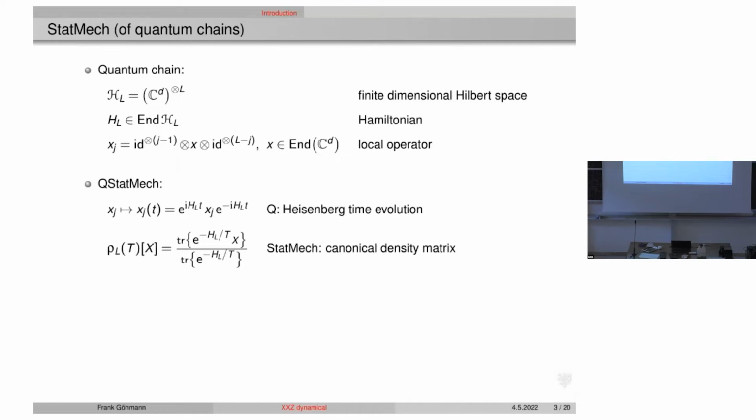So there is a dynamics which is generated by quantum mechanics, the Heisenberg time evolution, which is the adjoint action of the time evolution operator e to the i Hamiltonian times t. And then there is a density matrix. Here I showed the canonical density matrix of the Gibbs ensemble. So this allows you to evaluate operators acting on this Hilbert space to some real numbers, and this is what you measure in experiments.